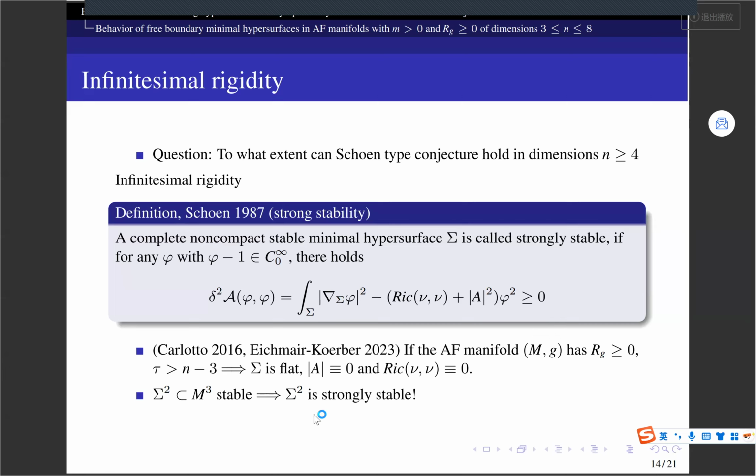You can freely obtain a rigidity for the stable minimal surface, because it is automatically strongly stable, and you apply this infinitesimal rigidity result. So in light of this infinitesimal rigidity result, it is natural to ask whether, if you assume the existence of a strongly stable minimal surface, it could be enough to deduce Shin-type conjecture in higher dimensions.